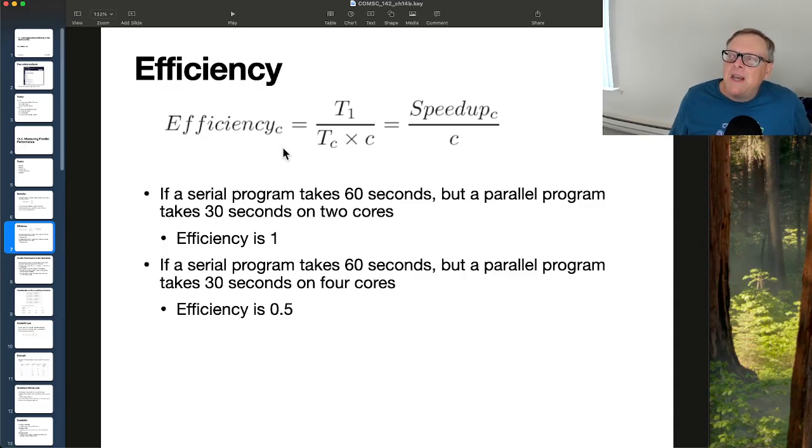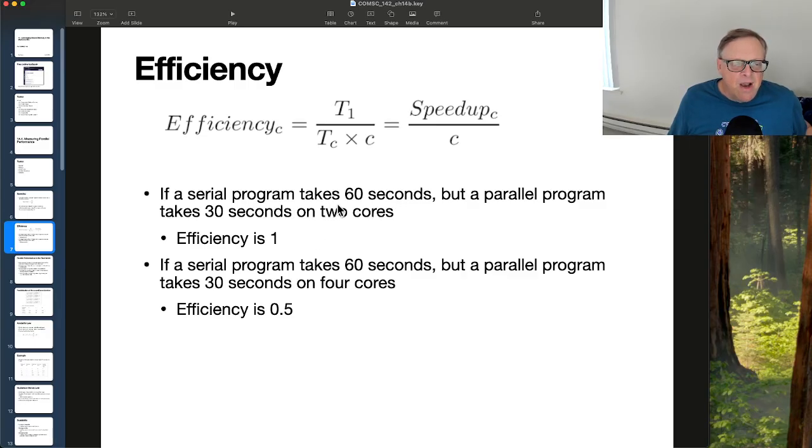And pretty obvious, the next thing is the efficiency. So that would be, in a perfect world, doubling the number of cores would have a speed up of 2. And having 4 cores would have a speed up of 4, and so on. That would be if there was no overhead, no waste. Just having more cores meant you get more work done. And that's what the efficiency is. You take the speed up and divide by the number of cores.